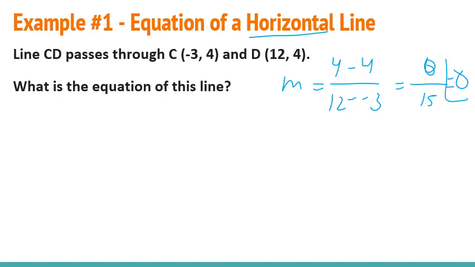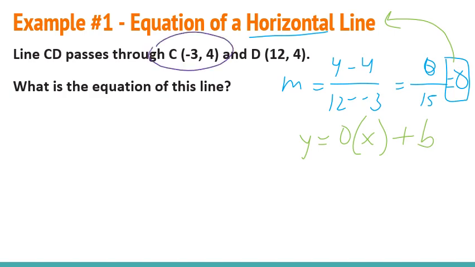Okay, so we've seen 0 slopes before. We know that 0 slopes are horizontal lines. So that makes sense that we're going to have a 0 slope for a horizontal line. Now, something interesting happens when we try to actually write the equation. Well, let's try one of the methods we've learned already. y equals 0x plus b. So we're just trying to figure out the b value.